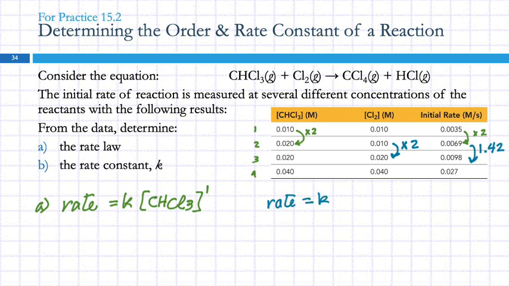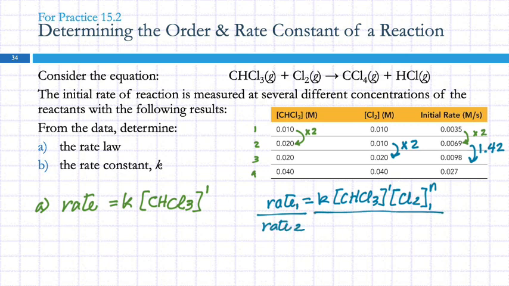The rate is equal to the rate constant times CHCl3 to the first power times Cl2 to the n power. And if I divide these, the rate constant is the same, and for these two that I'm looking at, the CHCl3 concentration is also the same, and Cl2 to the n. The k's cancel out, these cancel out because they're the same.